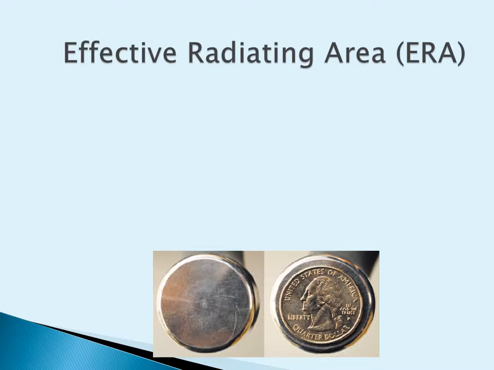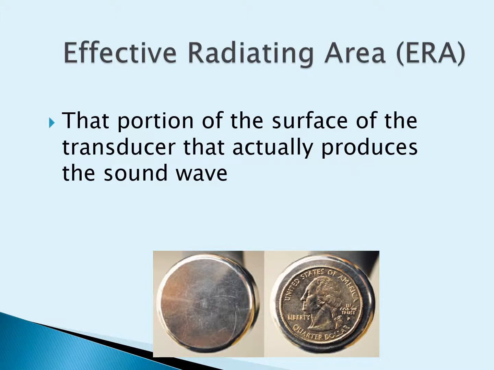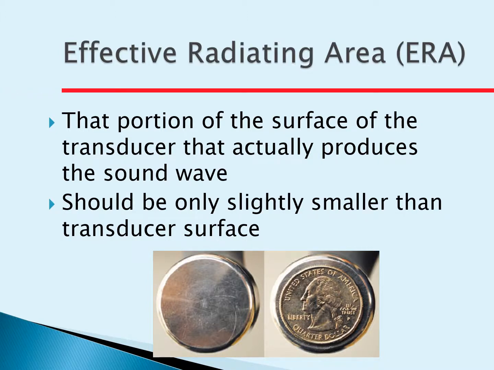Again, the effective radiating area we already talked about is the portion of the surface that produces the sound wave itself. It should only be slightly smaller than the transducer surface. Most of the time it is going to be 1/2 centimeter in from the edge of the sound head. So this is about 1/2 centimeter of space on either side, which means if this is a 4 centimeter sound head, on most sound heads it's going to be reduced by 1 total centimeter, or 1/2 centimeter on either side, for the ERA.